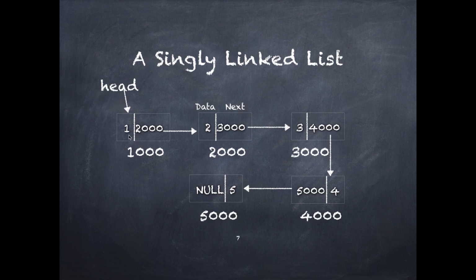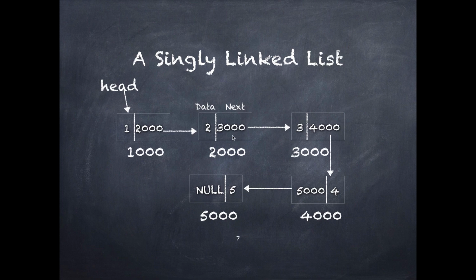Here you can see the data part and the address part. So what does this 2000 mean? 2000 is the address of the next node, and that is saved in this node. When I say the address of the next node is 2000, it means a link is established between this node and the node at location 2000. That is why this link is drawn.